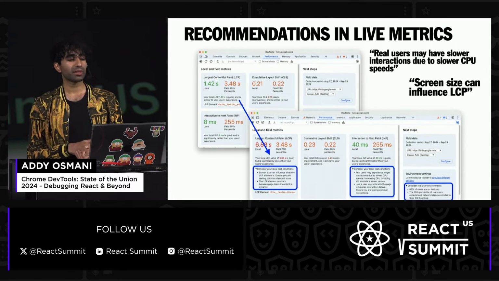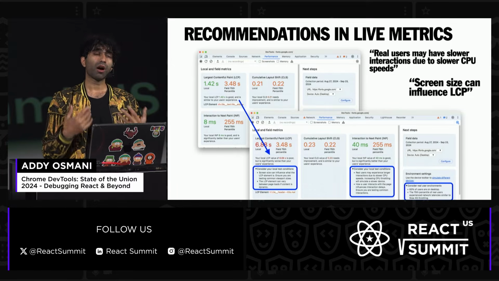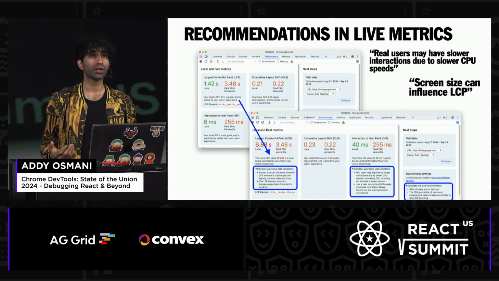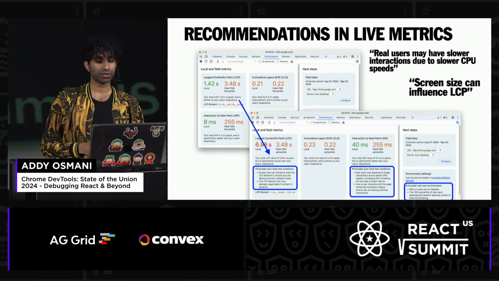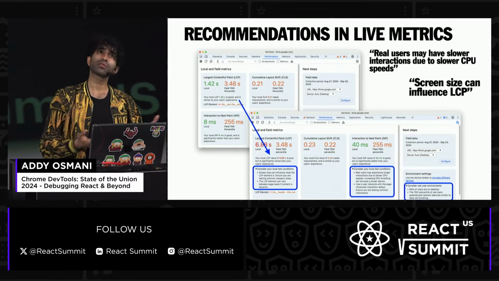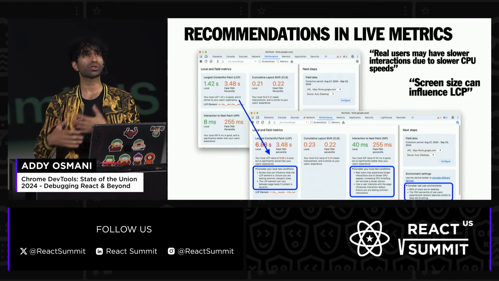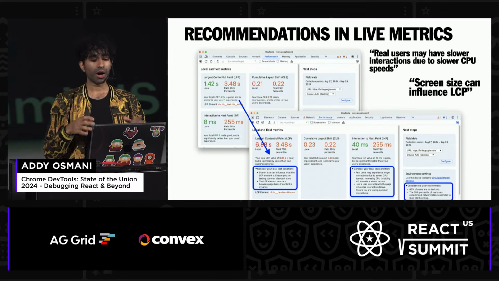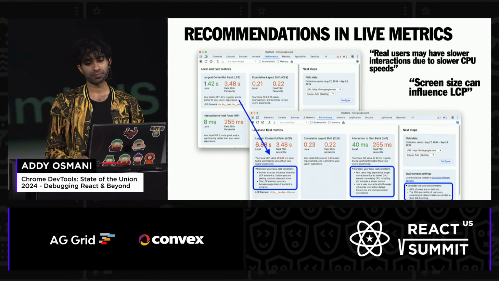We've also recently been adding recommendations in our live metrics as part of this work. So our live metrics can provide metric-specific recommendations that help you configure your development environment or steer you in a direction that maybe you didn't know you should be focused on. Like, for example, your real users may have slower interactions because they have slower CPUs, or they may have an abundance of smaller screens, which can change how you think about a metric like largest contentful paint. So we now include lots of concrete recommendations here if you have your real field data set up.